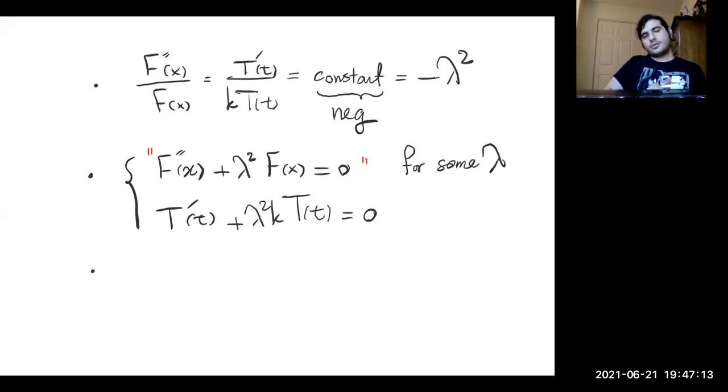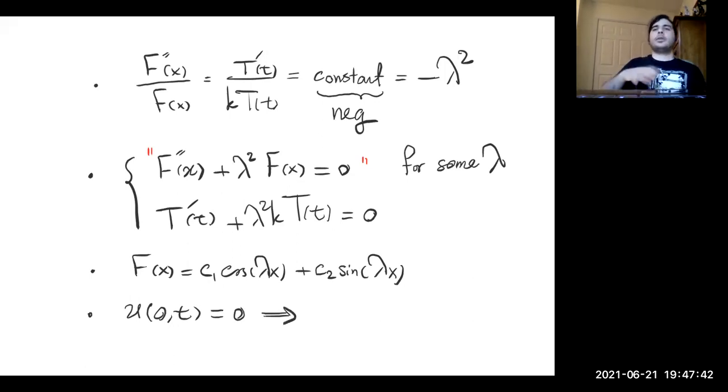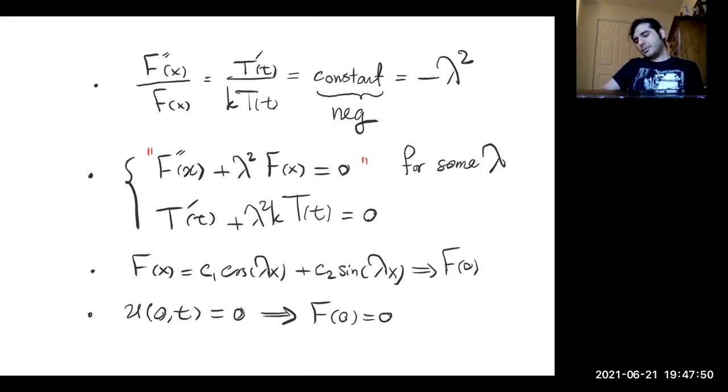We have a general solution for these equations. This is a homogeneous second order ODE. So in general, the solution was of the form C1 cosine of lambda x plus C2 sine of lambda x. Now we have one boundary value condition. Remember that we knew u of 0 and t is equal to 0, and because u is equal to the product of f and t, it tells us f of 0 is equal to 0, but the solution above tells us f of 0 is equal to c1.